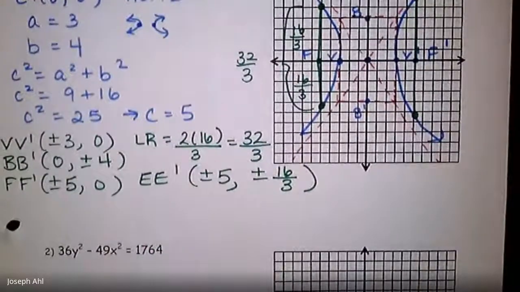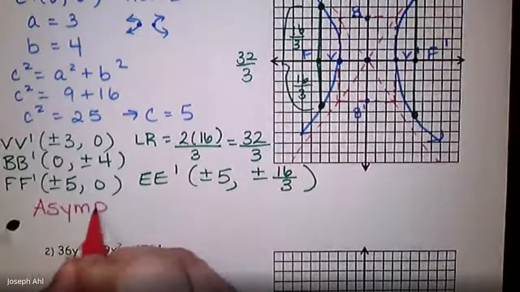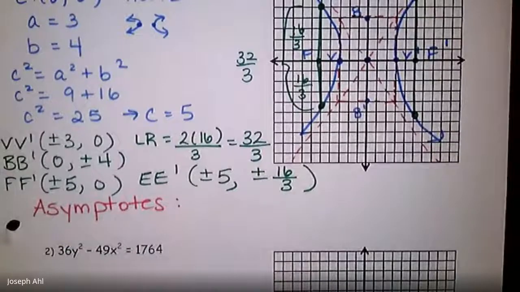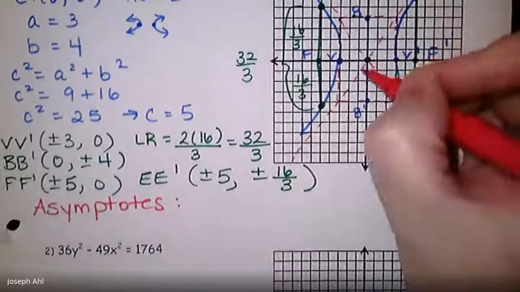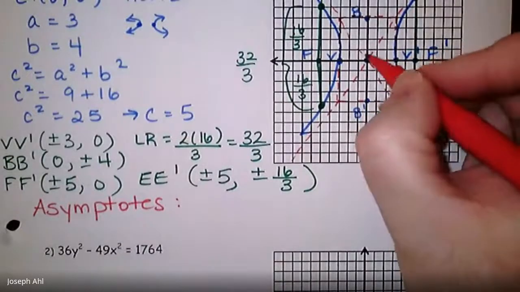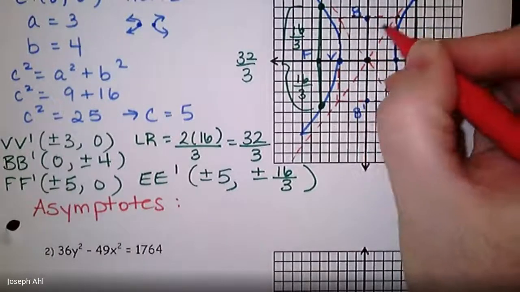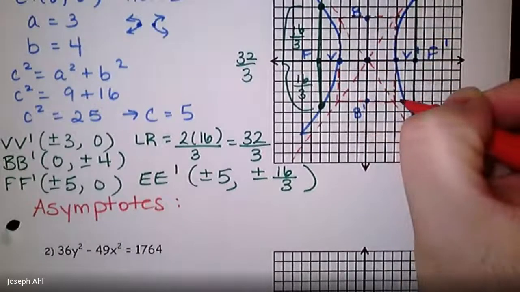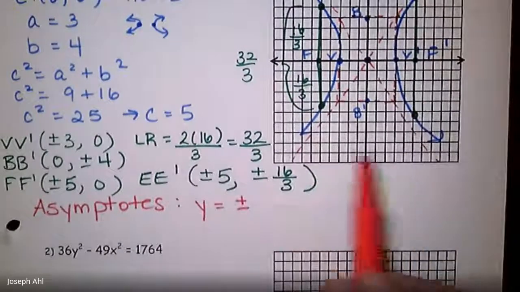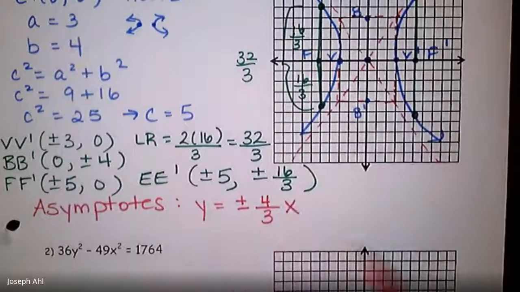Last but not least, asymptotes. If you don't want to memorize that equation that we saw on the front page of the notes, simply look at your sketch. What do we know? We know that the lines go through 0, 0, the center. And we know that they have a slope of up B and over A, right? Or down B and over A. So the equations will be y equals plus or minus that ratio of B over A, which is 4/3 x.